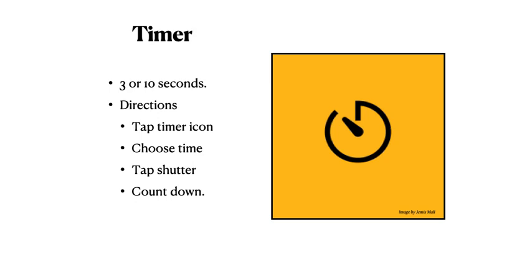So it's pretty simple to use the timer. You simply tap the timer icon. You choose the time, 3 or 10 seconds. You tap the shutter, and if you want to be in the picture, that's when you move. And you will see a countdown on the screen, and then the picture will be taken. So again, something to play around with, try it out.